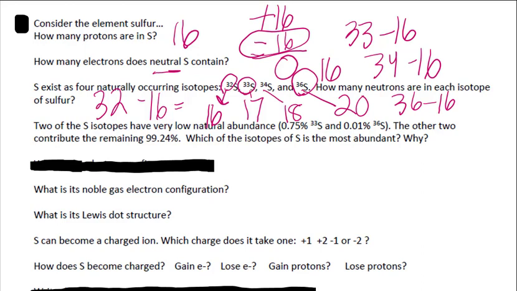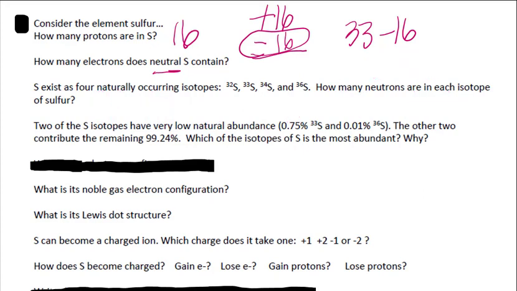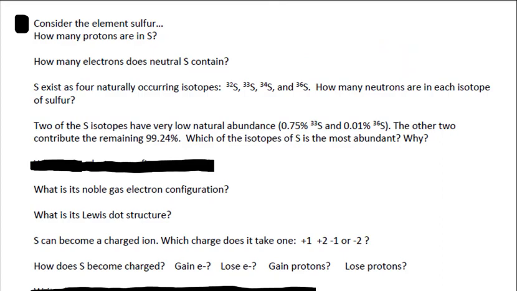Okay, so let's look at, I'm going to erase these here so we can see this a little bit better. So the low abundance is 33 and 36. So I'm going to cross off 33 and 36 here because they are less than 1%, 0.75 and 0.01%. They have very low abundance. That's not going to affect the average very much. Now it says the other 2 contribute to the remaining 99.24%. That's sulfur 32 and sulfur 34.